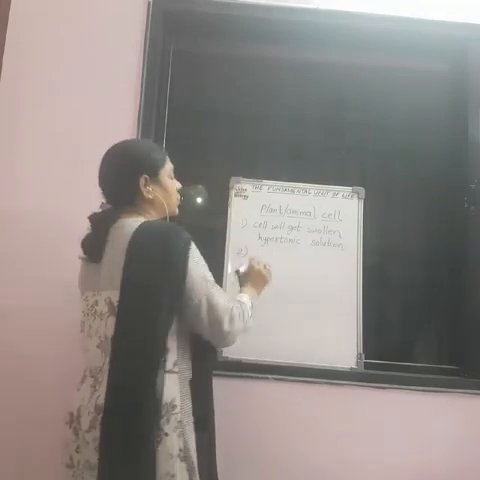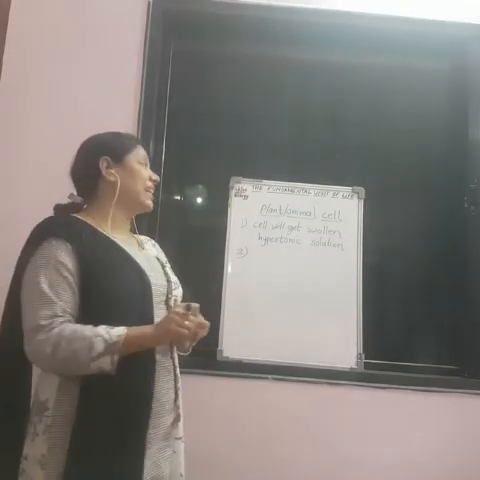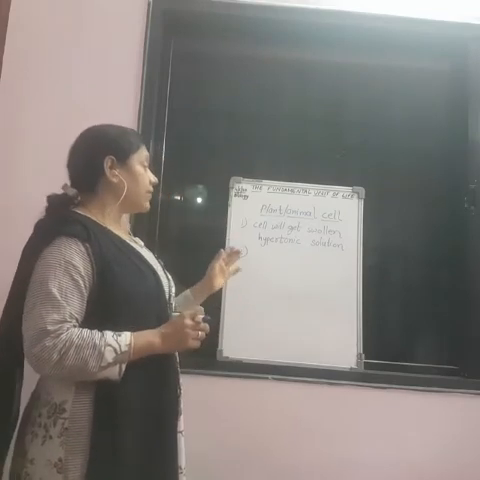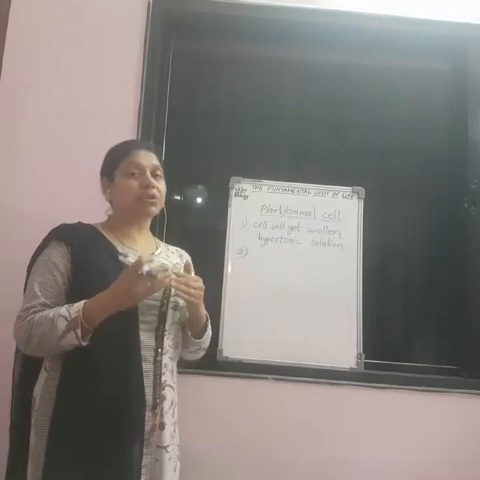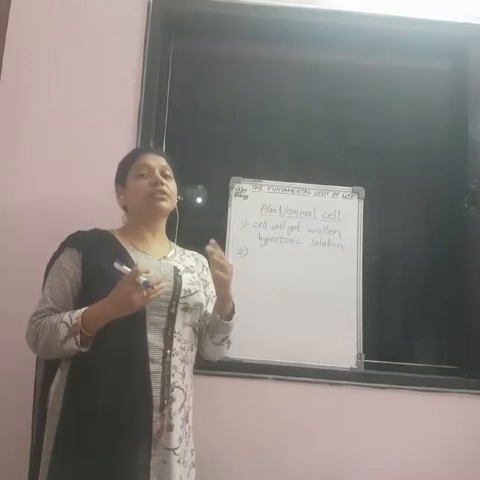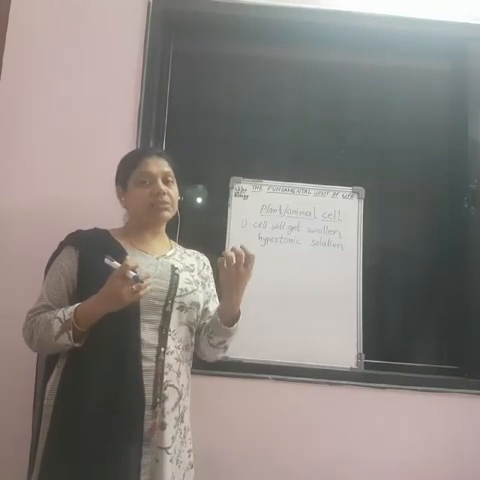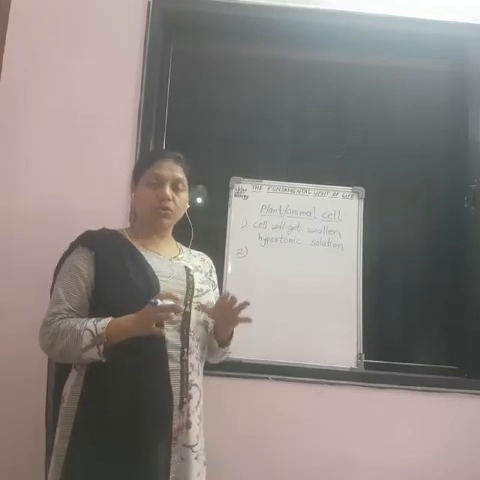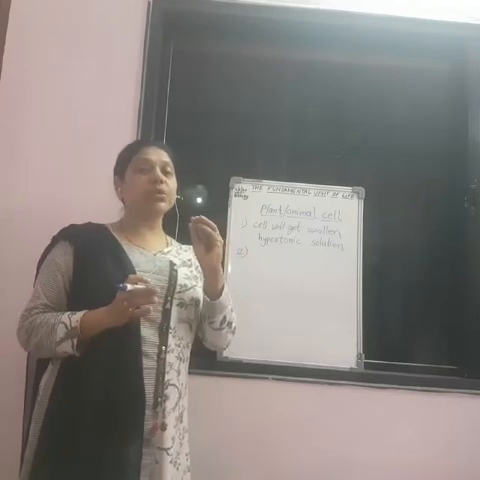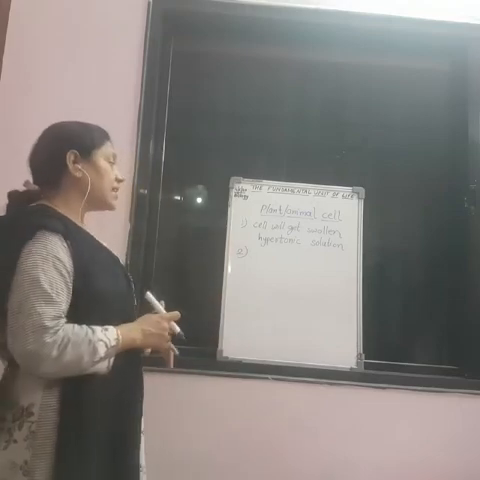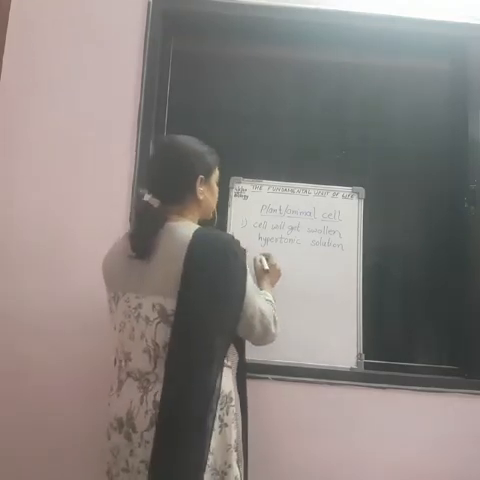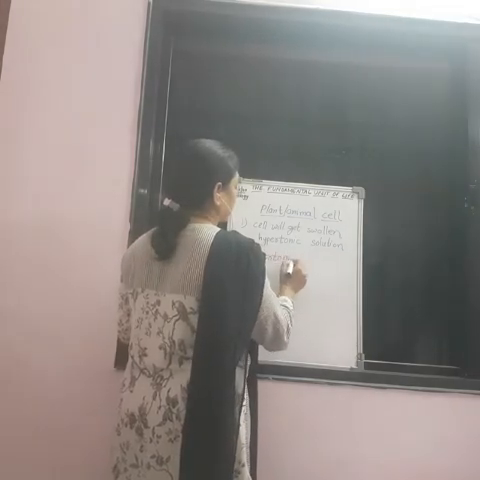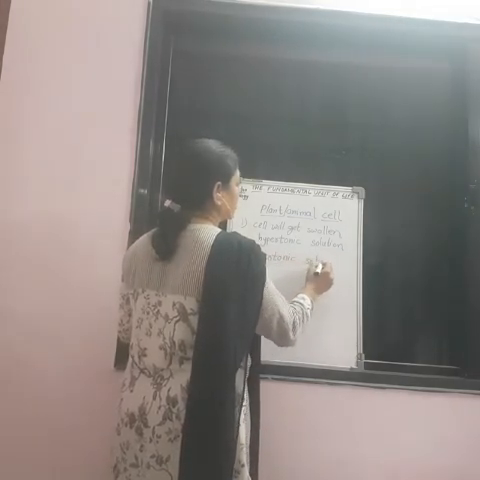The second condition of dipping the plant or animal cell in a solution, if the solution has the same concentration as that of the concentration that is present within the cell, then there will be no change. So the cell size will remain as it is, and such type of solution is termed as isotonic solution.